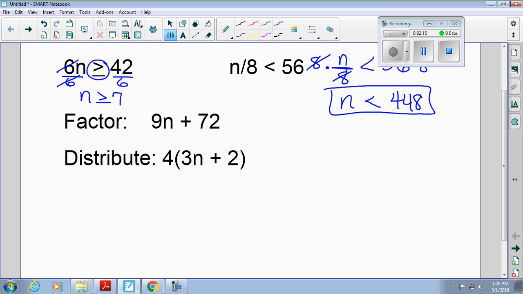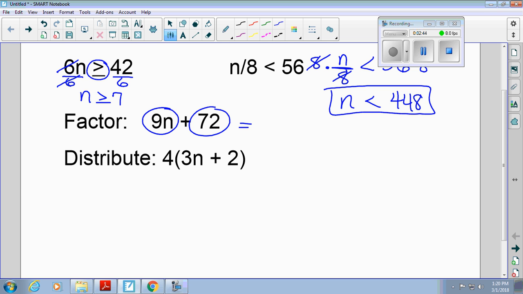But you can factor this. So factor meaning you can find an equivalent expression where we take the GCF, the greatest common factor of each term, and put that out in front of a separate quantity. So in this case, you're looking at 9n and 72, and you're looking for a common factor or a common number that you could multiply to get 9, that you could also use to multiply to get 72.